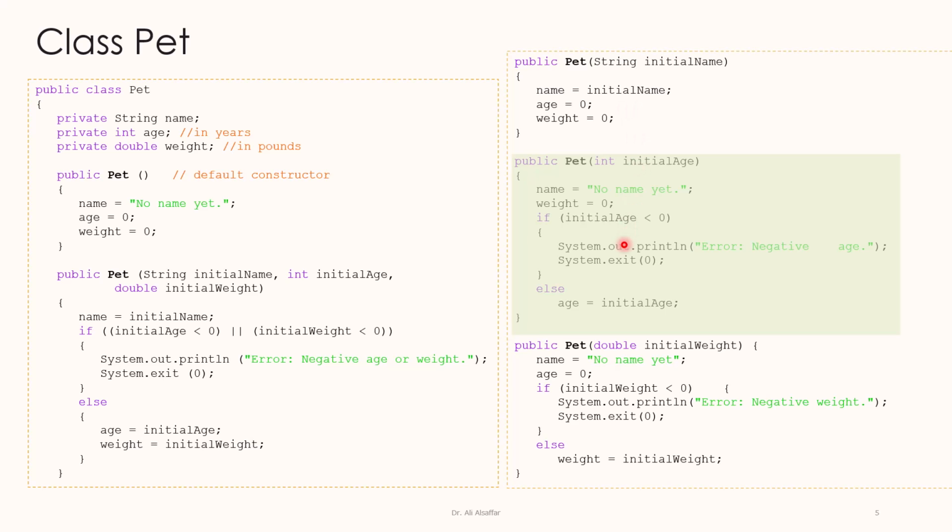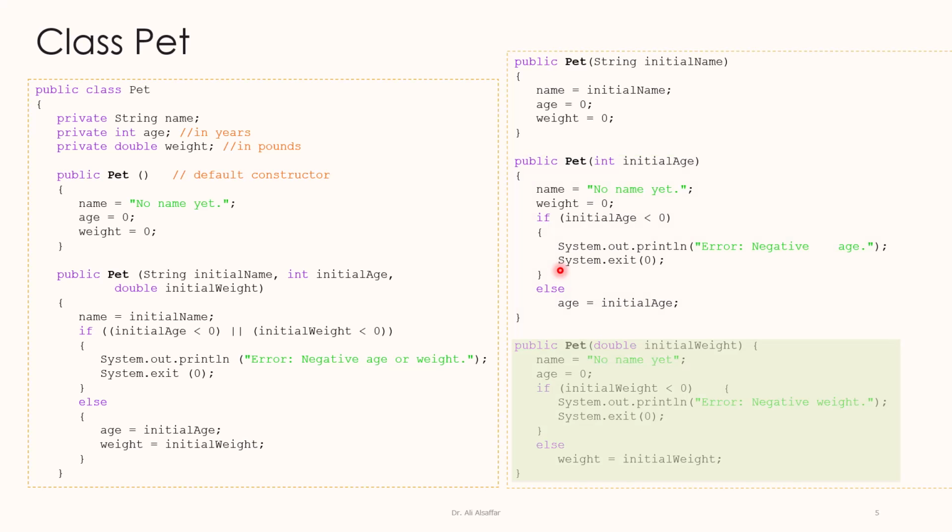Another constructor initializes an object if you know the age of the pet. So what will be the default name? It will be given the name "no name yet", and as you see, it will give the default weight 0, and it will check the input parameter initial age. If it is less than 0, it will print an error message and quit the whole program. Otherwise, it will simply copy the input parameter into age.